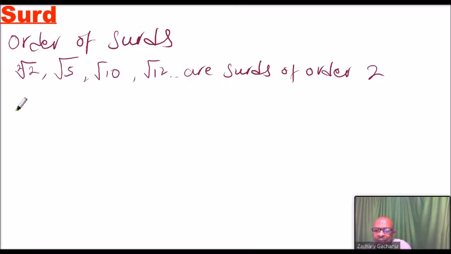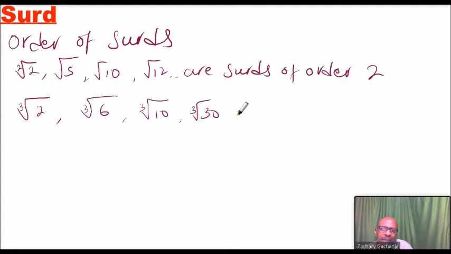Then we can have the cube root of 2, the cube root of 6, the cube root of 10, the cube root of 30. We write it like that. These are surds of order 3. Look at this number, that is what is determining the order.